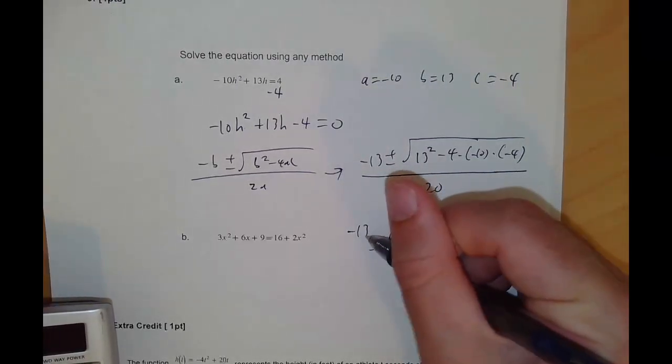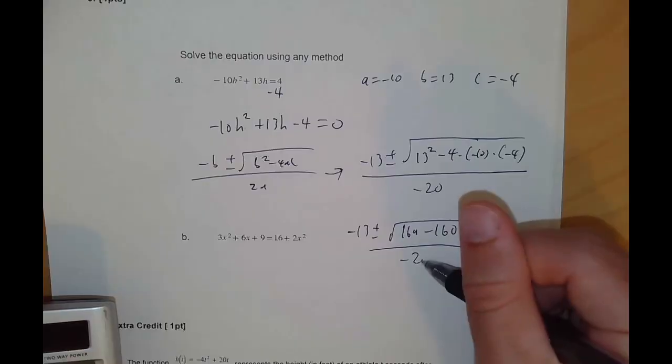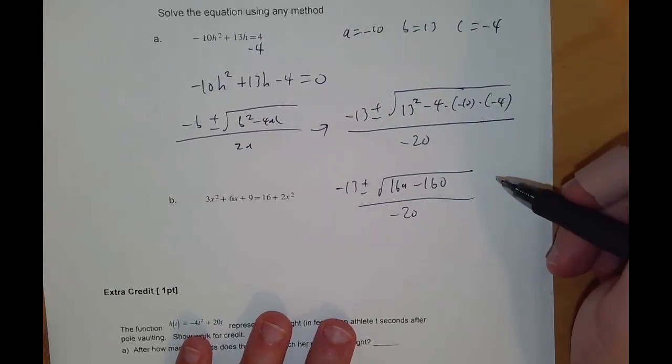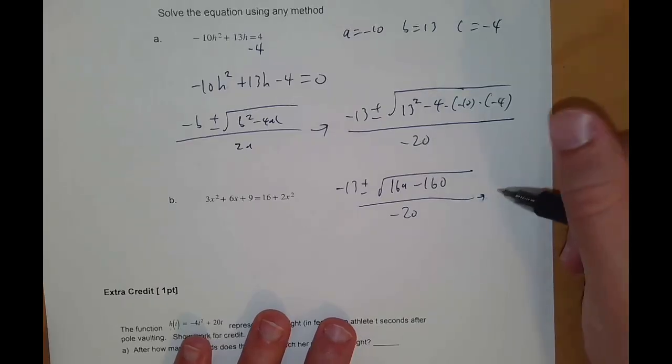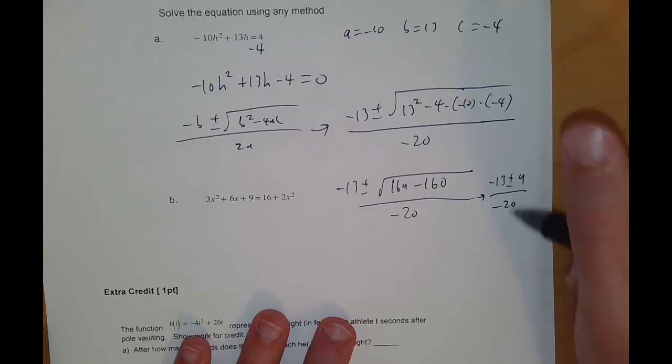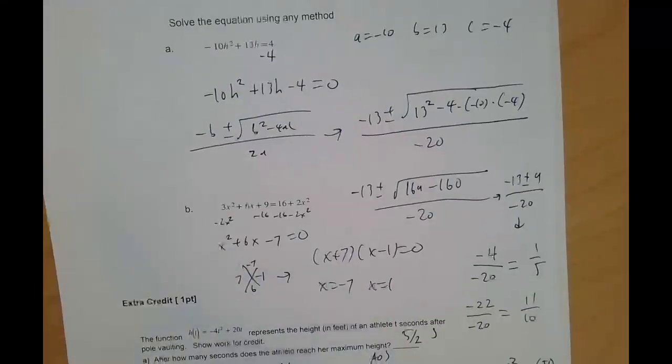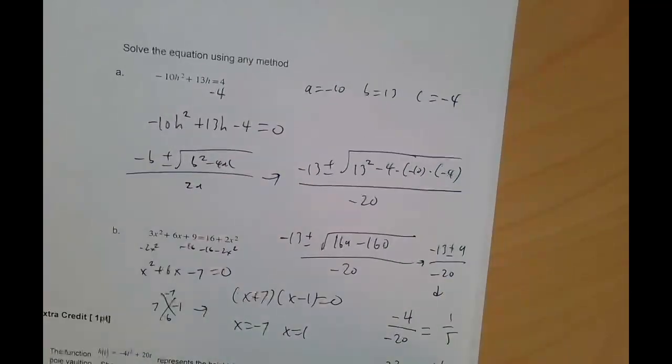And then negative 13 plus or minus that. That's 9. This is 9 right here. So we now have negative 13 plus minus 9 over negative 20, which will give me 2. Okay, I'm editing. This is an edit.